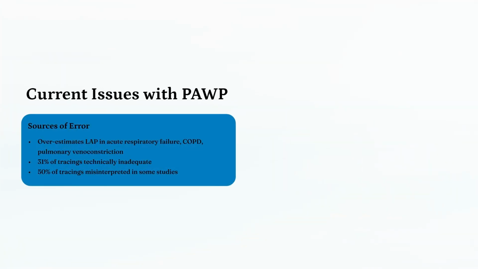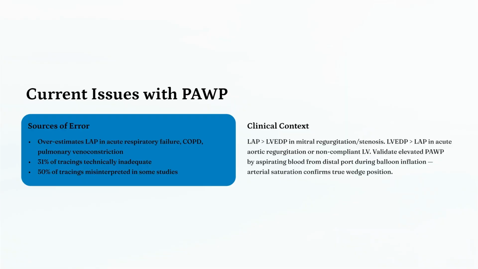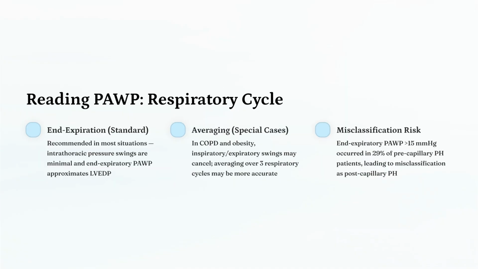Technical limitations can affect PAWP readings. A significant number of tracings are either inadequate or misinterpreted. It is vital to validate the wedge position by aspirating blood from the distal port, which should confirm arterial oxygen saturation. When reading the PAWP, the respiratory cycle matters.